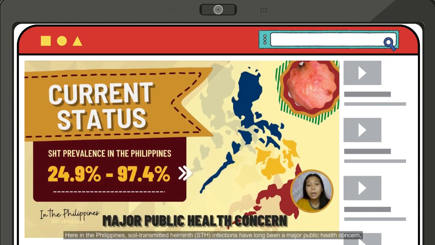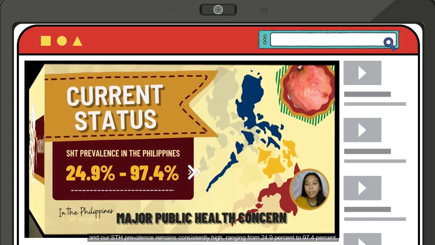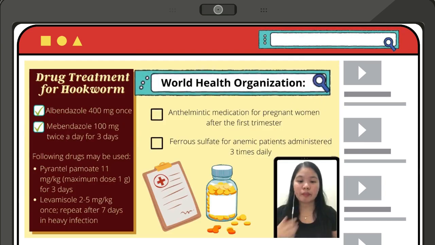Here in the Philippines, soil-transmitted helminth infections have long been a major public health concern, and our STH prevalence remains consistently high, ranging from 24.9% to 97.4%.